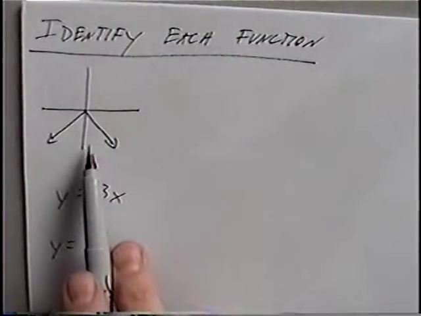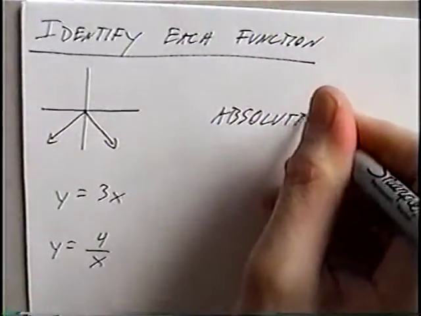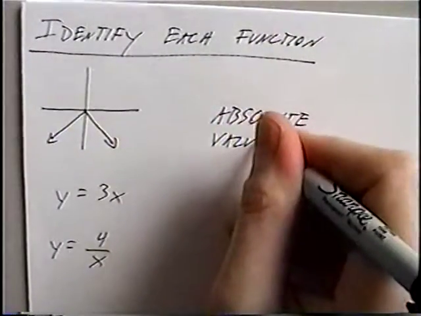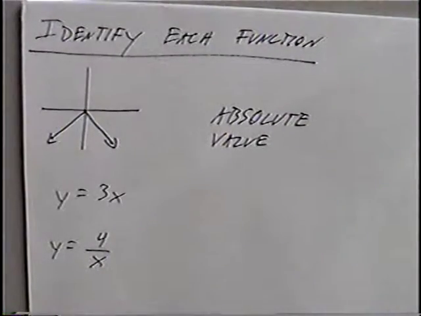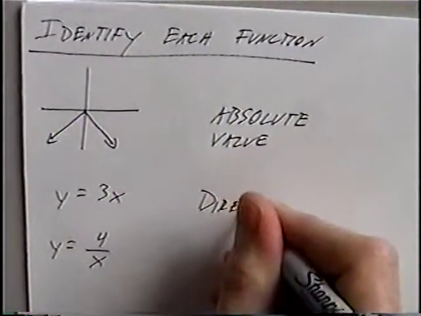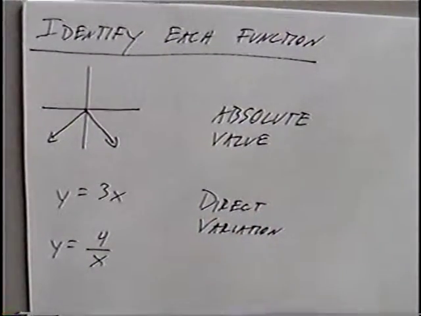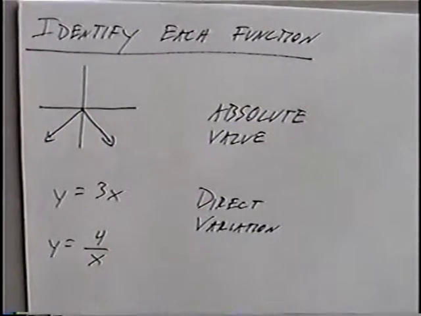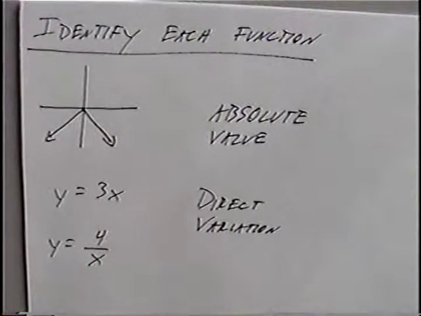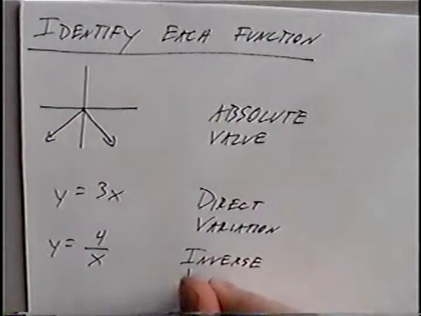The first function is a v-shape. All v-shapes are absolute value. The second function is in the form y equals k times x, which would be direct variation. The last function, y equals 4 divided by x, is in the form y equals k over x, which would be inverse variation.